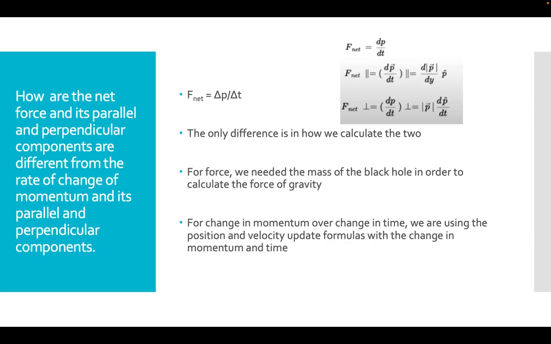For force, we would need to get the force of gravity equation, and for that you would need the mass of the black hole. But since we don't have it, that's why we're using the change in momentum over change in time, which for that we're able to just get the mass from the velocity of the star and the mass of the star.